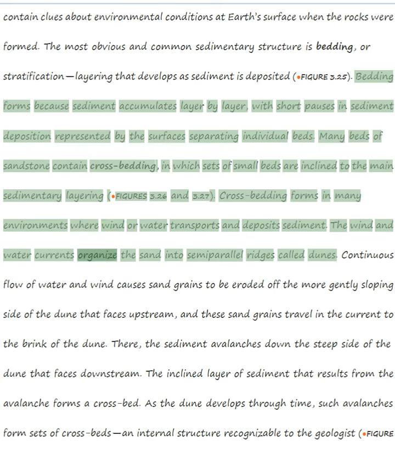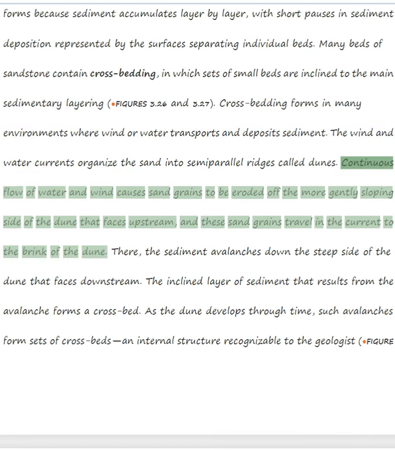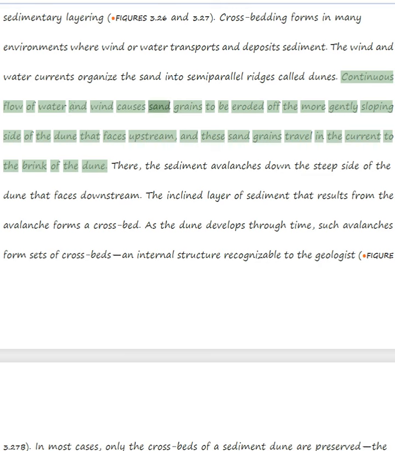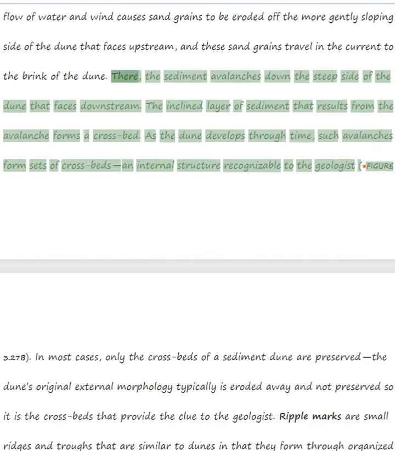The wind and water currents organize the sand into semi-parallel ridges called dunes. Continuous flow of water and wind causes sand grains to be eroded off the more gently sloping side of the dune that faces upstream, and these sand grains travel in the current to the brink of the dune. There, the sediment avalanches down the steep side of the dune that faces downstream. The inclined layer of sediment that results from the avalanche forms a crossbed. As the dune develops through time, such avalanches form sets of crossbeds, an internal structure recognizable to the geologist.